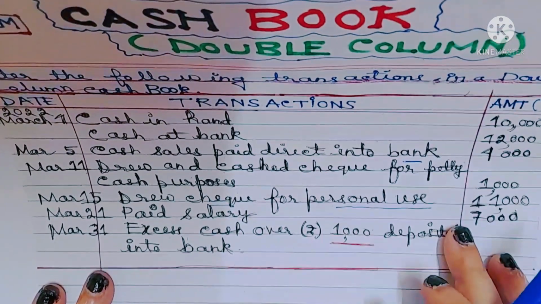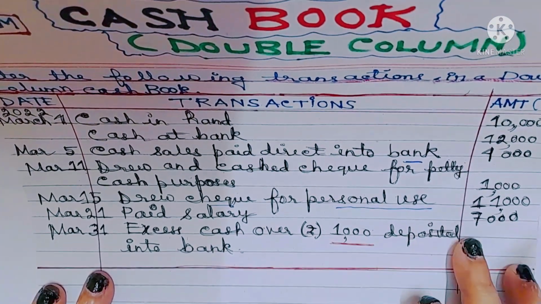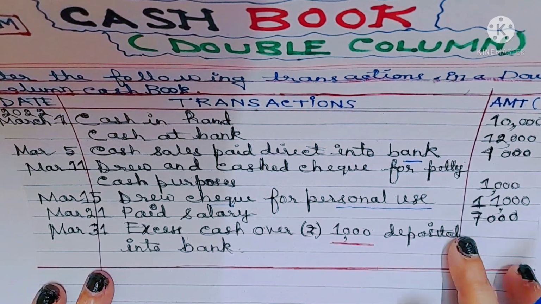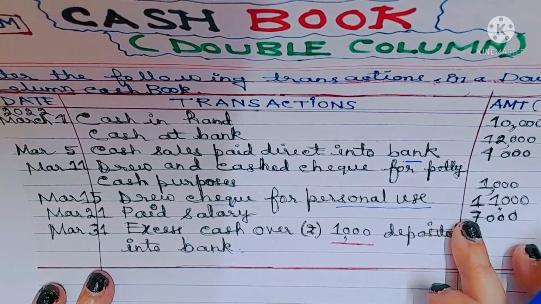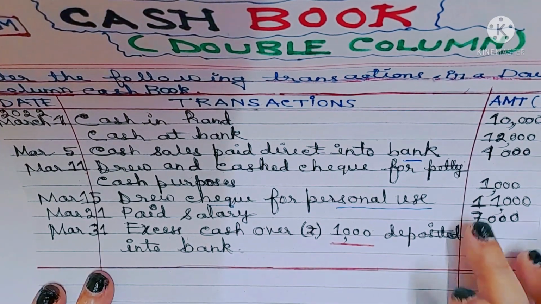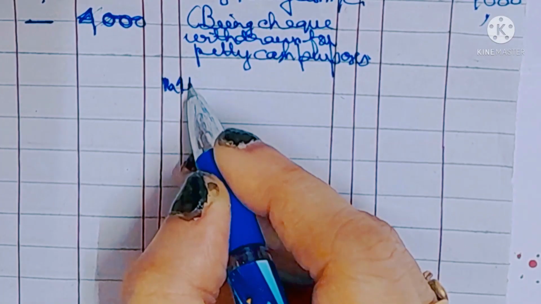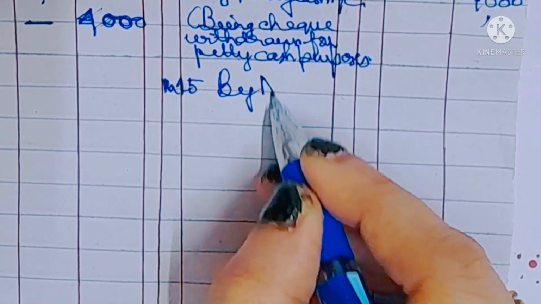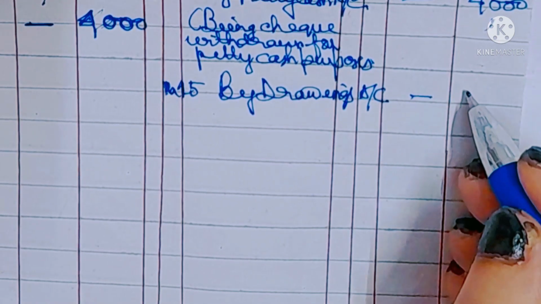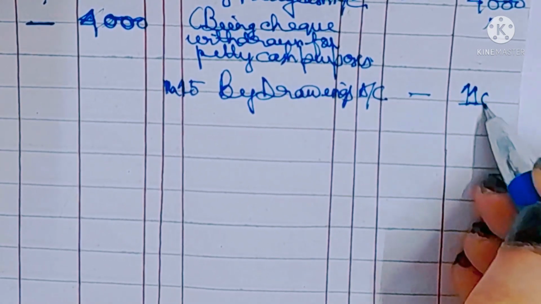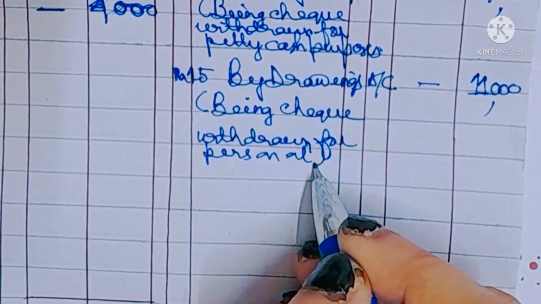Check payment hoyeche. So drawings account debit to bank account. So what is the position of bank account? Since bank account is on the credit side, drawings account will also be on the credit side. So we'll have to write by drawings account in the cash book on the credit side in the bank column 11,000. Okay. So let's write 15th March by drawings account, because check is withdrawn for personal use. So it should be in the bank column, how much? 11,000. Okay. Being check withdrawn for personal use.